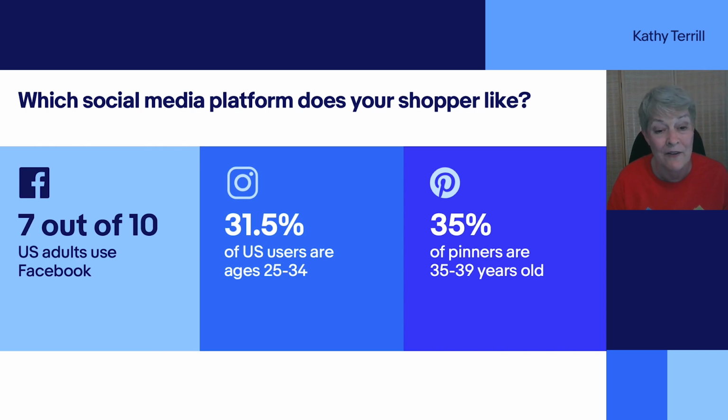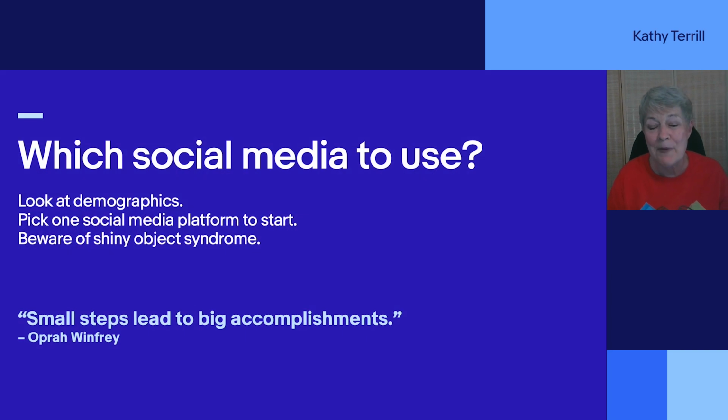What are they talking about? And while you're looking at that, remember that 7 out of 10 U.S. adults use Facebook. On Instagram, 31.5% of U.S. users are age 25 to 34. And on Pinterest, 35% of pinners are 35 to 39 years old. So then you're going to think about what social media do I want to use to reach my customers? And again, you're going to look at the demographics that you've been learning about from the Facebook groups, and you're going to pick one social media platform to start.